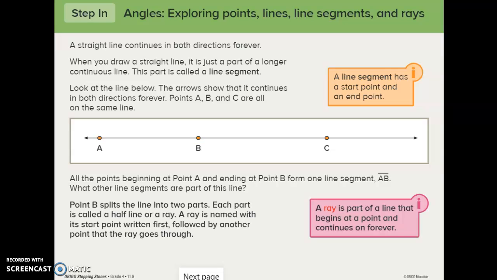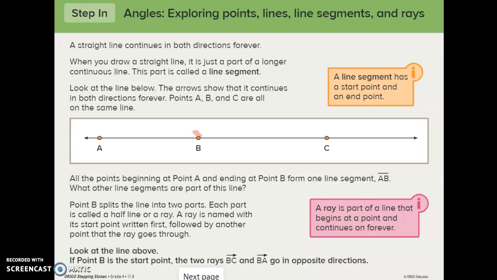Point B splits the line into two parts, so each part is called a half line or a ray. A ray is named with its start point written first, followed by another point that the ray goes through. So we could look at this and say, here is ray BC. We could also do ray BA because it goes through there in one direction. So a ray is part of a line that begins at a point and continues on forever.